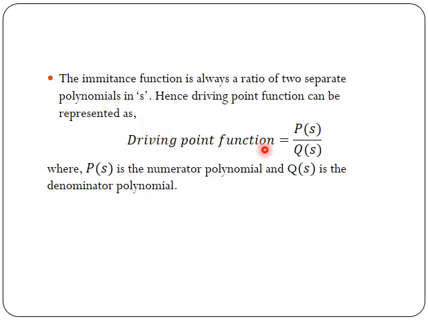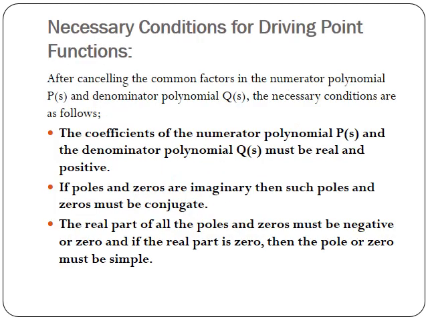Now the driving point function will be defined as PS upon QS. These are the Laplace transforms, where PS is the numerator polynomial and QS is the denominator polynomial. Now what are the necessary conditions for driving point functions? If there is a common factor between the numerator and the denominator polynomial, they are cancelled, and then we define certain necessary conditions. The coefficients of the numerator polynomial PS and the denominator polynomial QS must be real and positive. That is, the coefficients cannot be imaginary or negative.